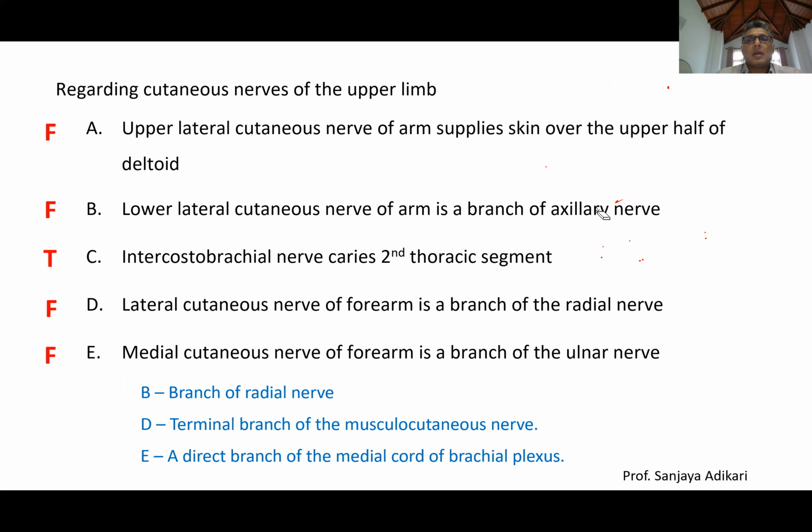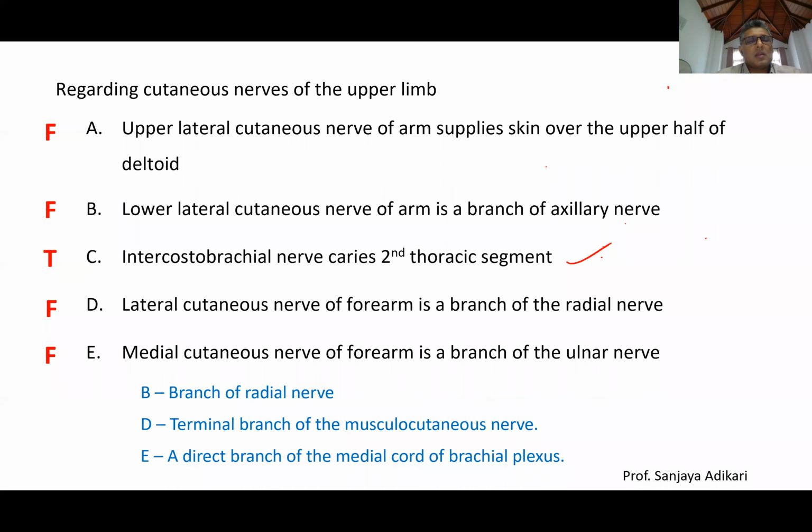Okay. Then, lower lateral cutaneous nerve of the arm is a branch of the axillary nerve? No, it's the upper lateral cutaneous that is the branch of the axillary nerve. Lower lateral cutaneous is a branch of the radial nerve. It's not the axillary nerve. So it supplies skin below the deltoid muscle. Intercostobrachial nerve carries the second thoracic segment? Yes, intercostobrachial is the T2 segment carrying nerve.